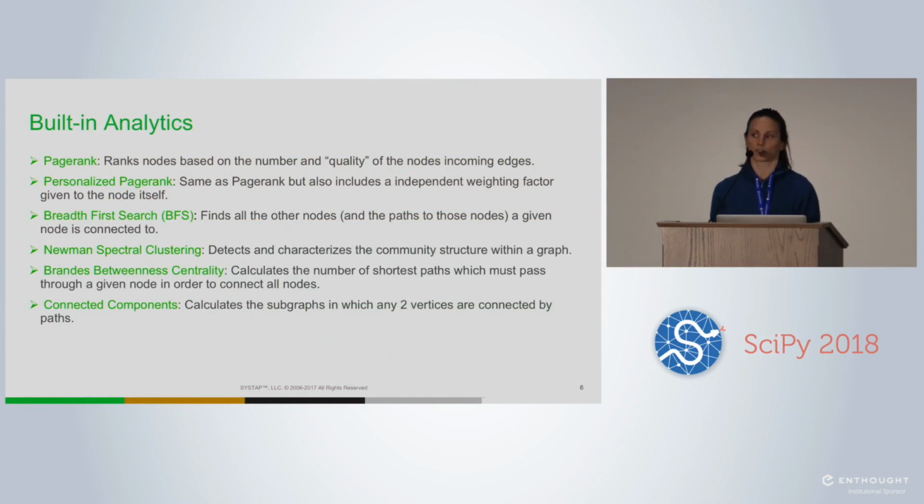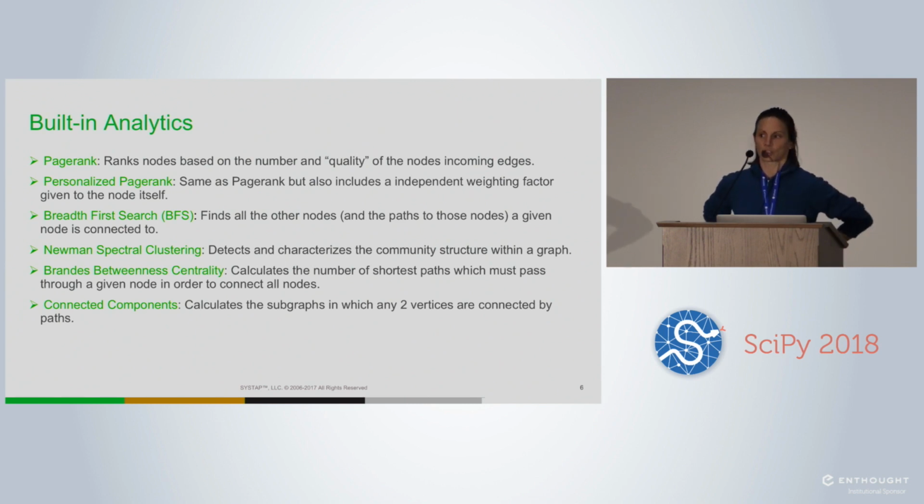Okay, so as I mentioned, there's a number of built-in analytics. So I'll just go through those quickly. There's PageRank, which is, of course, made famous through Google's web search, where that's how they originally ranked the web pages. And that looks into both the number of edges coming into nodes and then in addition the quality of those edges. And then a variation of that is personalized PageRank. And that looks at, in addition to the edges, it also adds a weight to the different vertices in the graph.